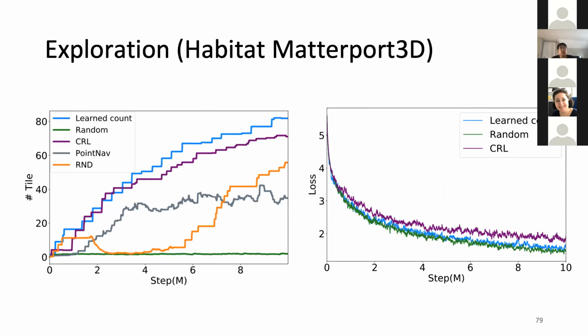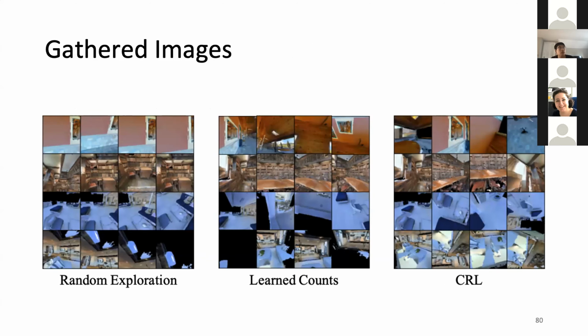Here I will first show a quantitative evaluation of the exploration policy. We report the number of tiles explored in a given scene over the course of training. We find that our model can explore very well, outperforming both the random policy and another strong baseline, RND, which is used for exploration. It is also comparable to a policy trained explicitly to navigate and find novel data in the surrounding environment. And here is the visualization of the diverse images collected when we train this model. We can find that our curious representation model collects more diverse images than the other baselines.